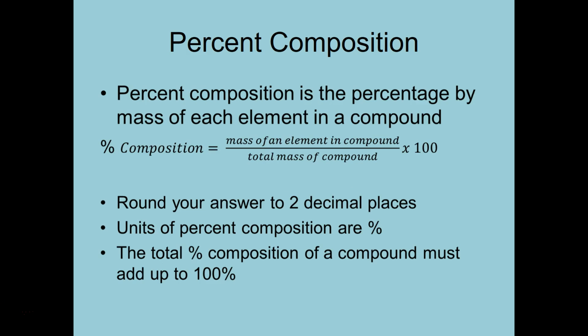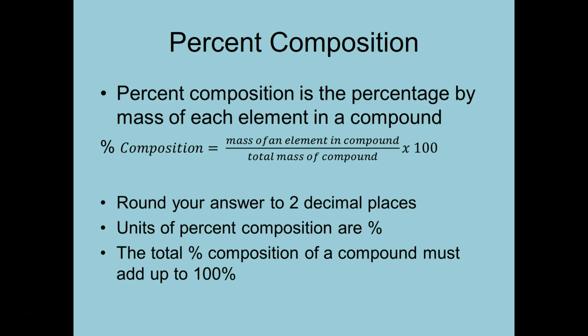So percent composition is the percentage by mass of each element in a compound. So percent composition equals the mass of an element in a compound divided by the total mass of that compound, so the molar mass, times 100. You're going to round your answer to 2 decimal places, just like we've been doing.